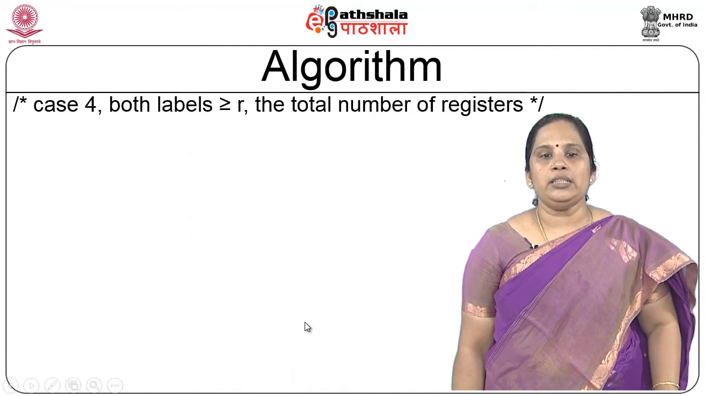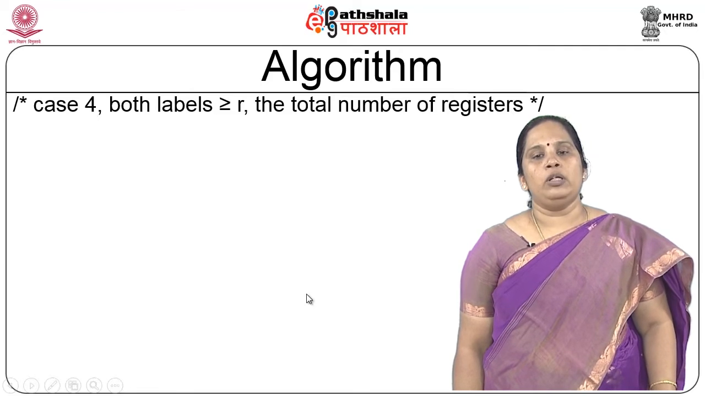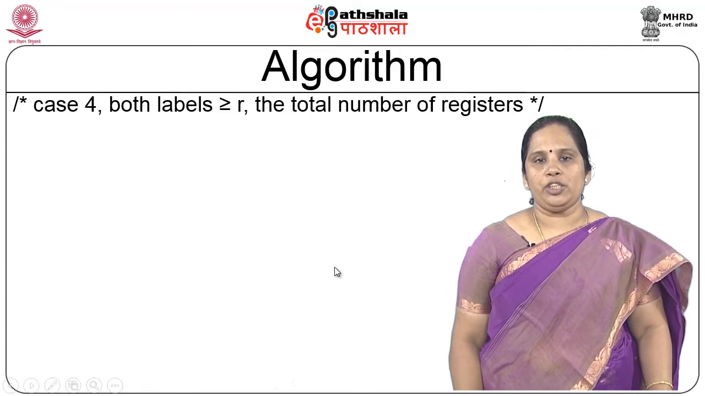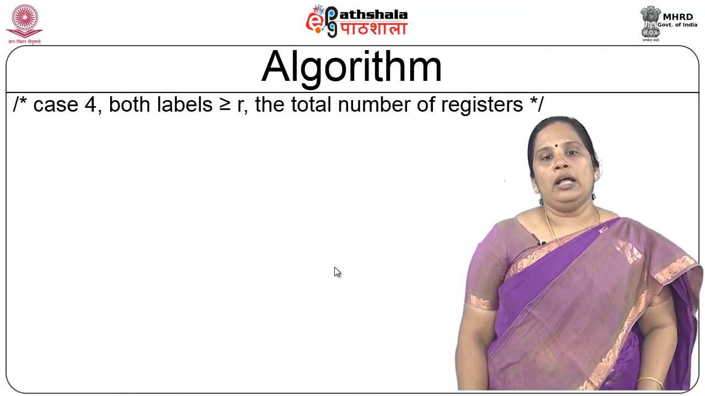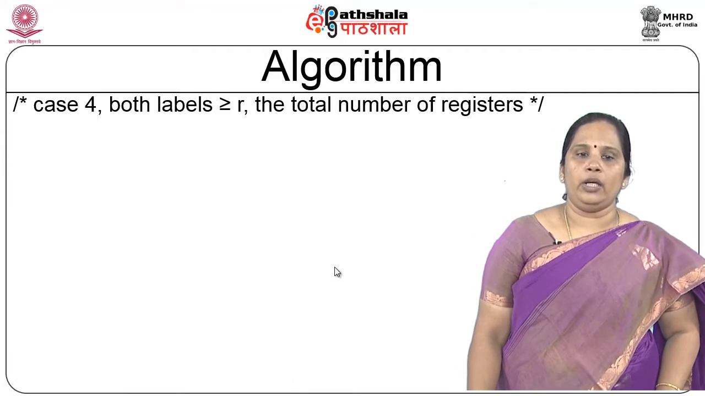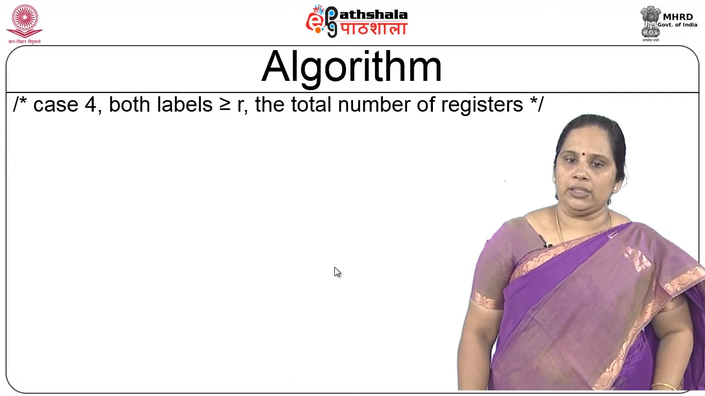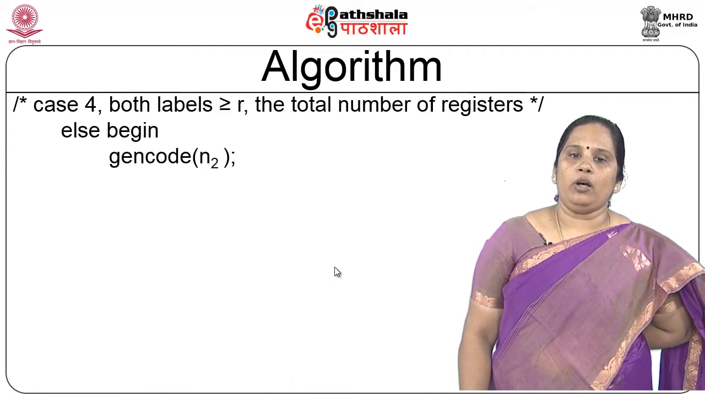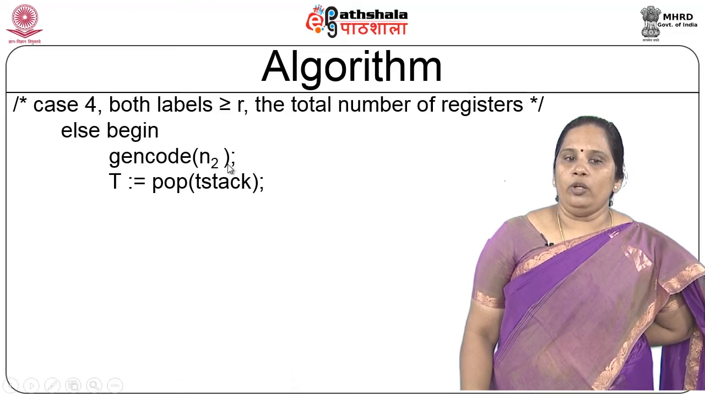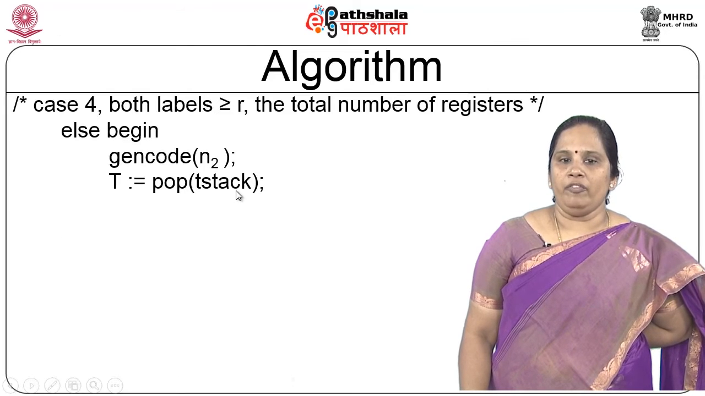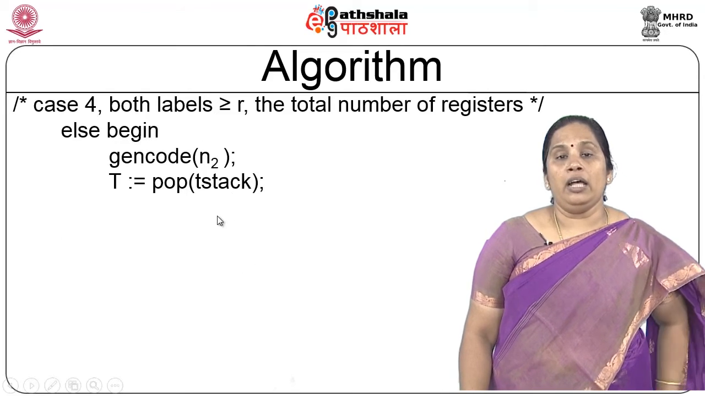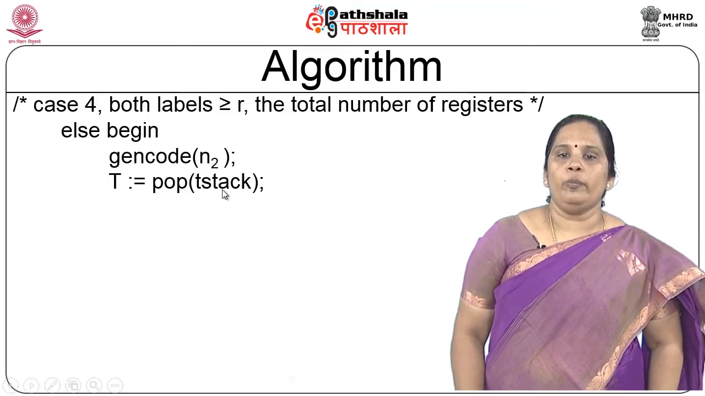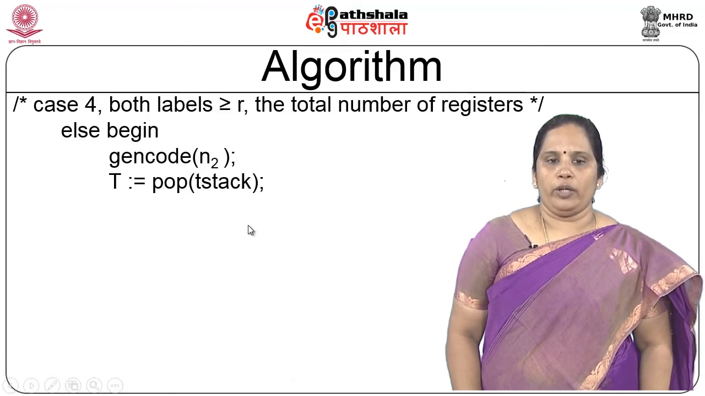Now case 4 is where the labels of the nodes n1 and n2, which are the left and right children of an interior node, are greater than or equal to the total number of available registers. Then I have to call gen code of n2, and t is equal to pop of t stack. Now this t stack is nothing but the temporary register area, which is going to be a set of memory locations.